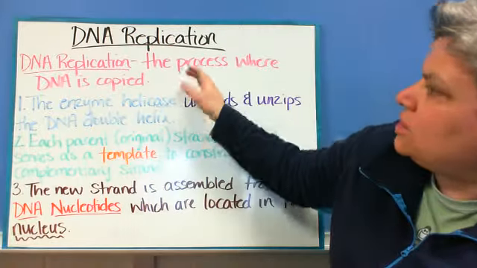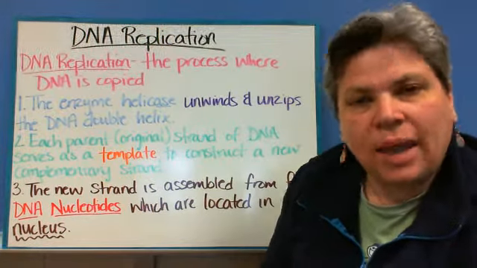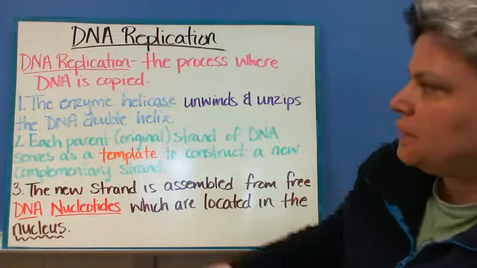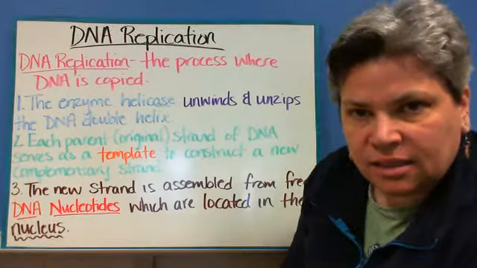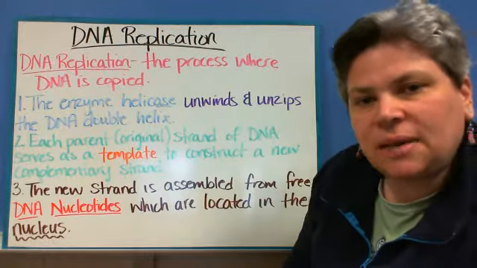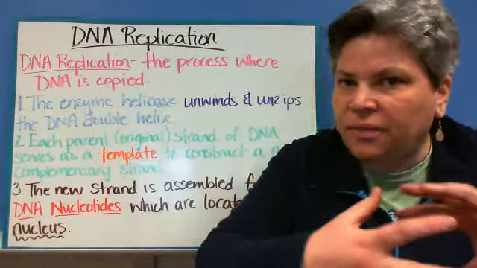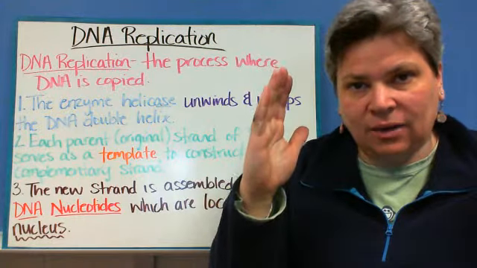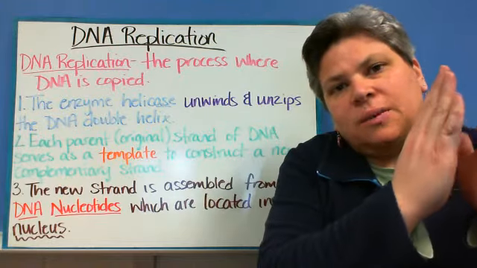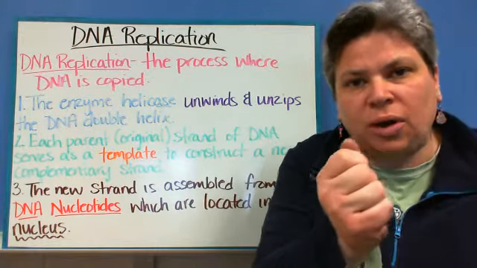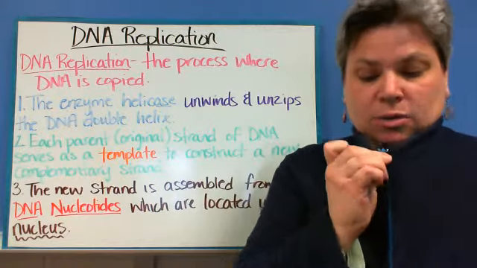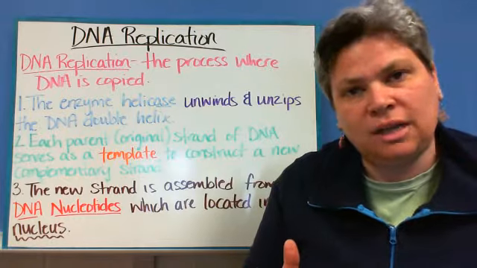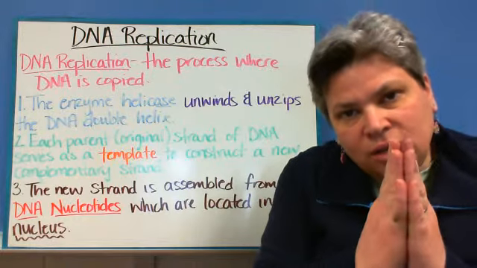So DNA replication is the process where DNA is copied. We actually make a copy of the DNA molecule. The first thing that happens is an enzyme called DNA helicase unwinds and unzips the DNA molecule. So think about that double helix. We're going to unwind it, so we're going to put it back in that ladder organization, and then we're going to unzip it. Just like a zipper pulls apart in the middle, that's what we're going to do with the DNA molecule. It's actually going to come apart in the middle.